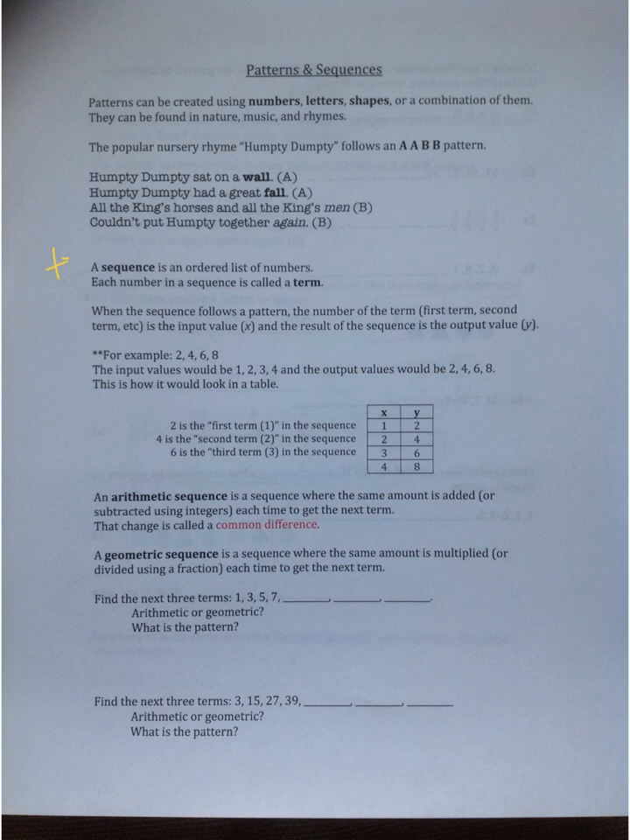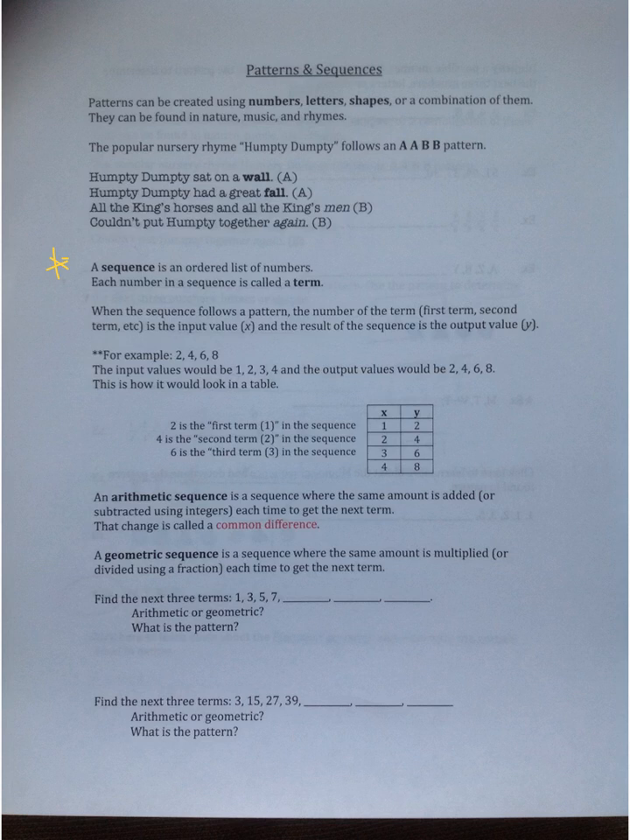You need to know that. And each number in a sequence is called a term. So what happens here is when the sequence follows a pattern, the number of the term, first term, second term, etc., is the input value, which is X, and the result of the sequence is the output value, which is Y. That's a little confusing, so let's go ahead and take a look at the example.